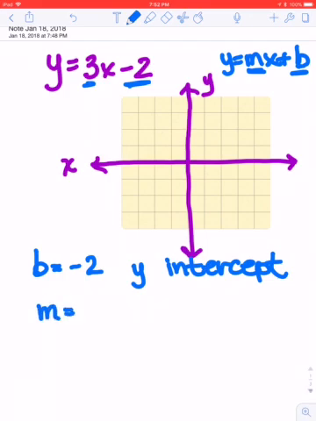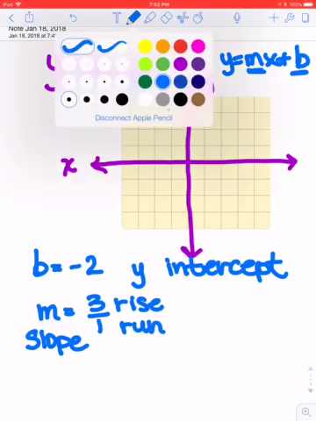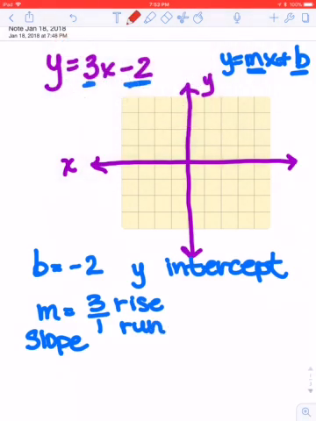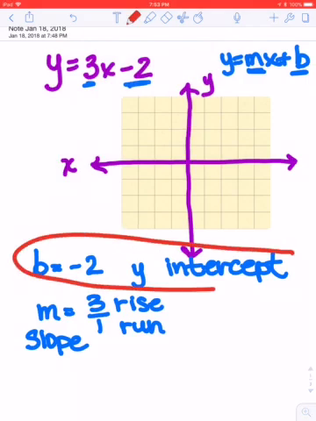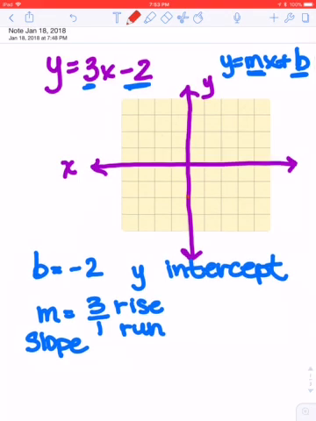Now remember, when we talk about m, that's our slope. And if it's 3, we're going to put it over 1 because we want this to show our rise over run. So remember when we start, this is the piece that we start with. We start with our y-intercept. So we go on the y-axis and we go down to -2 and we make our first point.